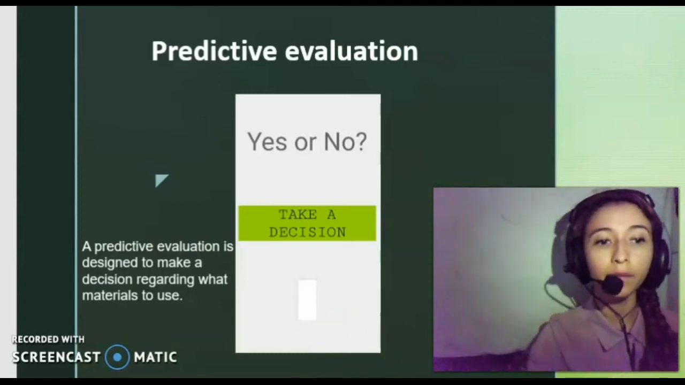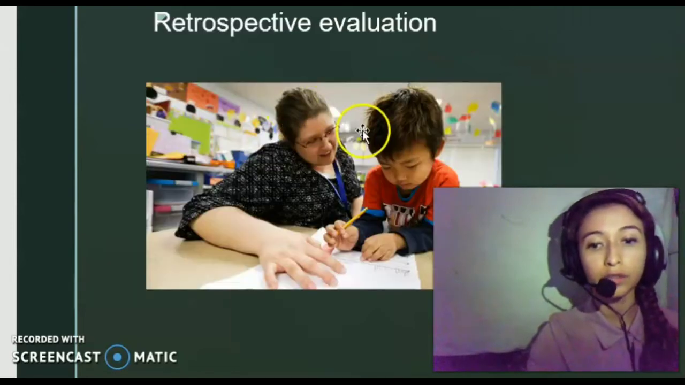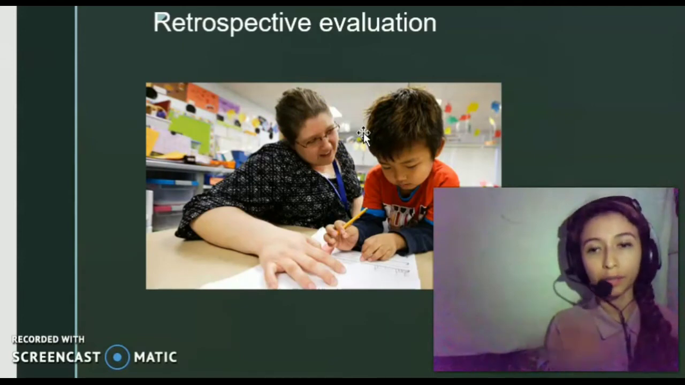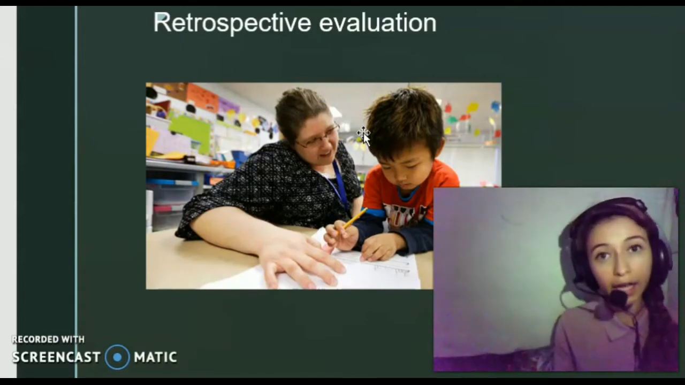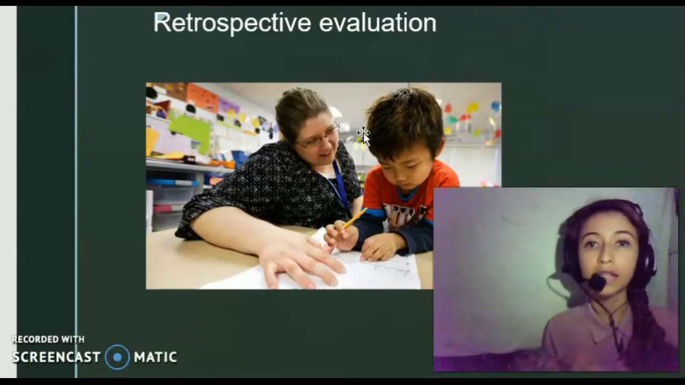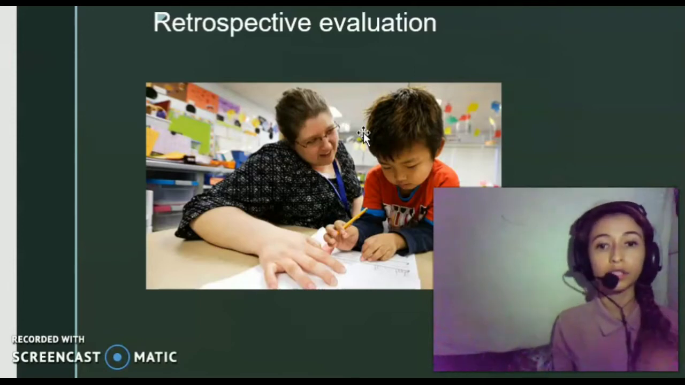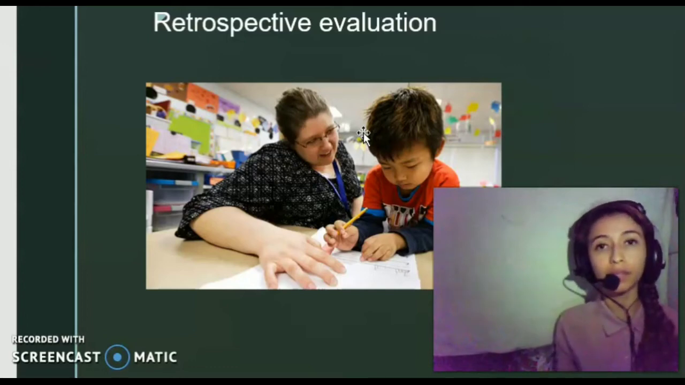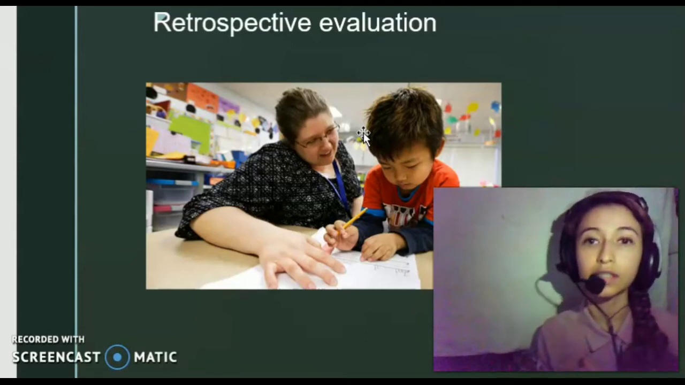On the other hand, we have retrospective evaluation, which is examining materials that have actually been used. Teachers decide whether a specific course book is worth using again or if a new one has to be used. Also, retrospective evaluation provides teachers with information regarding the strengths and weaknesses of the used syllabus.